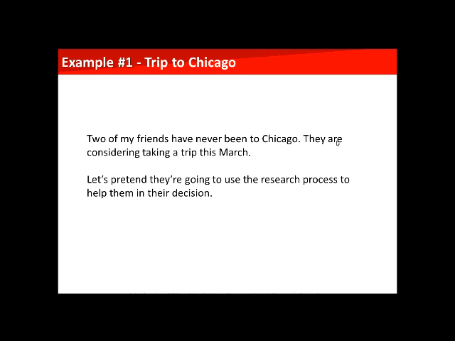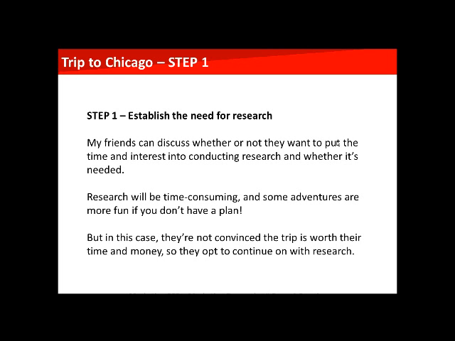All right. So now what I'm going to do is walk you through 3 examples, and these are examples of cases where we could use the different steps that I just walked you through to solve problems, and these are going to get more and more close to a real-world marketing research problem as we go. The first example is a trip to Chicago. So let's say that I have 2 friends who have never been to Chicago, and they're considering taking a trip this March. So let's pretend that they're going to use the research process to help them in their decision.